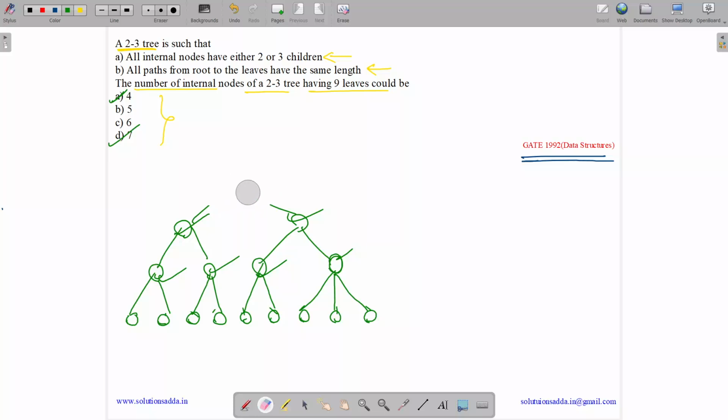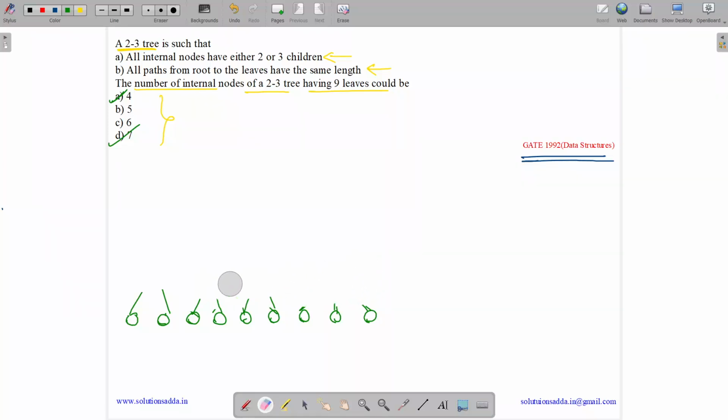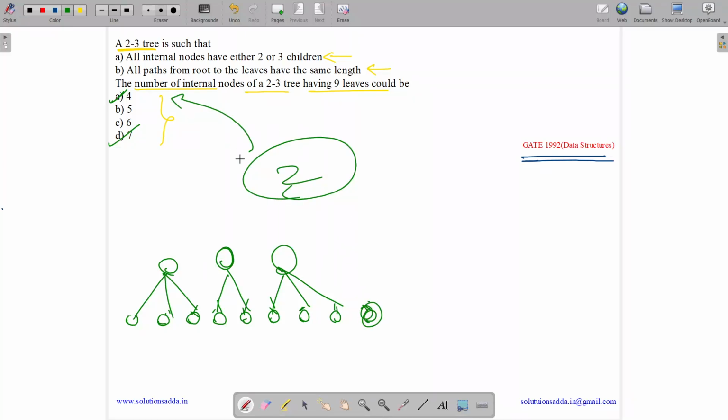Let us try to change the arrangement. How can we change it? Let us try to connect these 3 to 1, but here this one will become single, so it's not possible. Let us try to change it further. Let us assume that these 3 get connected to 1 and these 2 get connected to 1. Again the same arrangement will come, as we can't connect 3 to 1, as this will remain the same. So only 2 arrangements are possible, one with 4 internal nodes and one with 7 internal nodes. So the answer is options A and D. It was an MSQ type question, multiple select question.